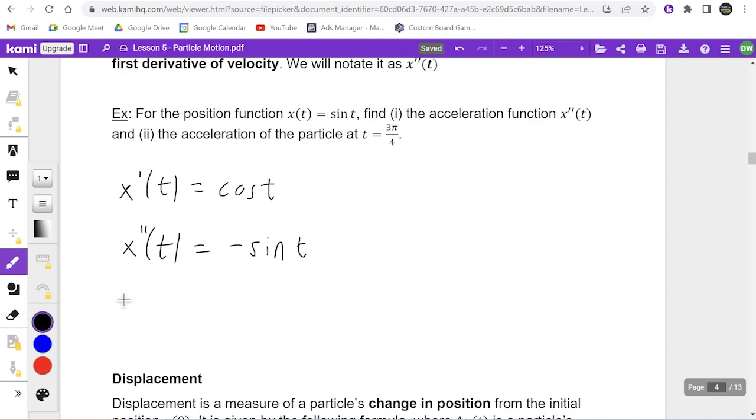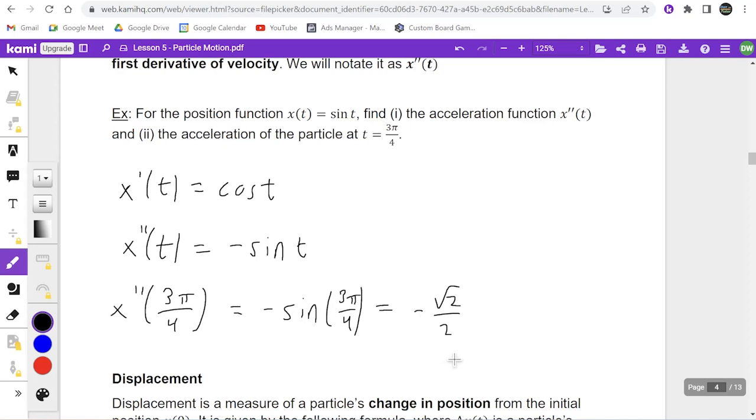And now if you plug in x double prime of 3 pi over 4, in other words, negative sine of 3 pi over 4. Remember, sine of 3 pi over 4 is root 2 over 2, but don't forget that negative sign out in the very front, so it really is negative root 2 over 2. And so there's my acceleration. Now, earlier I said that velocity, if it's negative, it means you're moving to the left or downward. What does it mean for a negative acceleration? Do we have any guesses from the audience?